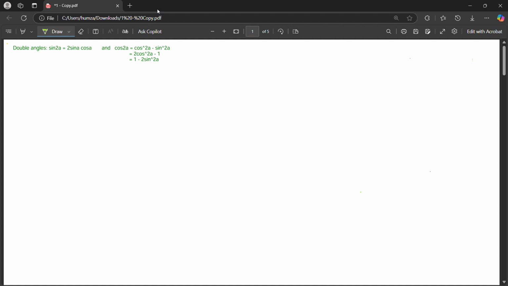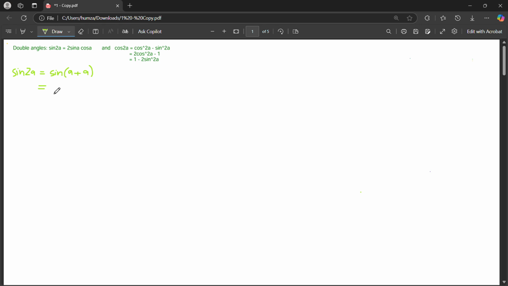Before we can prove or look at the different types of questions, we need to first understand the formula for both sin 2a and cos 2a. So let's start with the sin 2a first. So sin 2a, this is the same as sin alpha plus alpha, or a plus a, right?